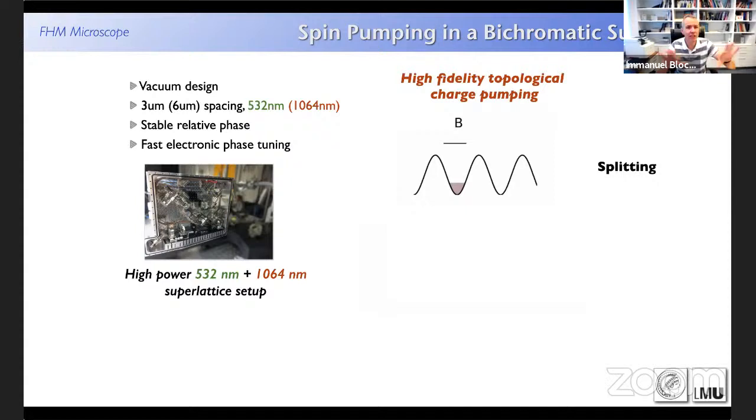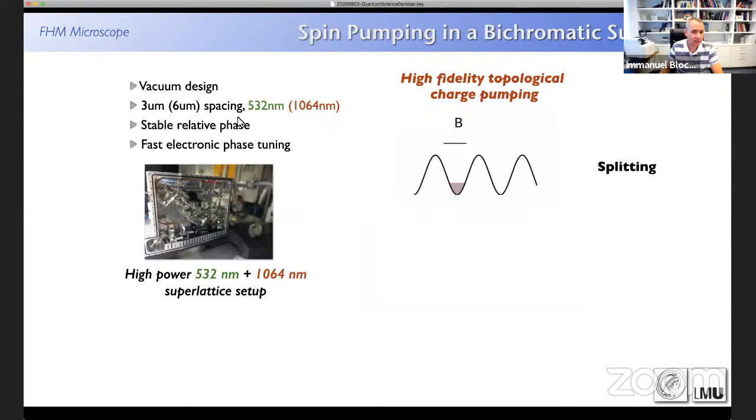Well, basically we rely on having a very stable superlattice setup formed by two wavelengths at 1064 nanometers and 532 nanometers, where we have full phase, frequency, and amplitude control between those two waves. And what we can do then is the following trick.